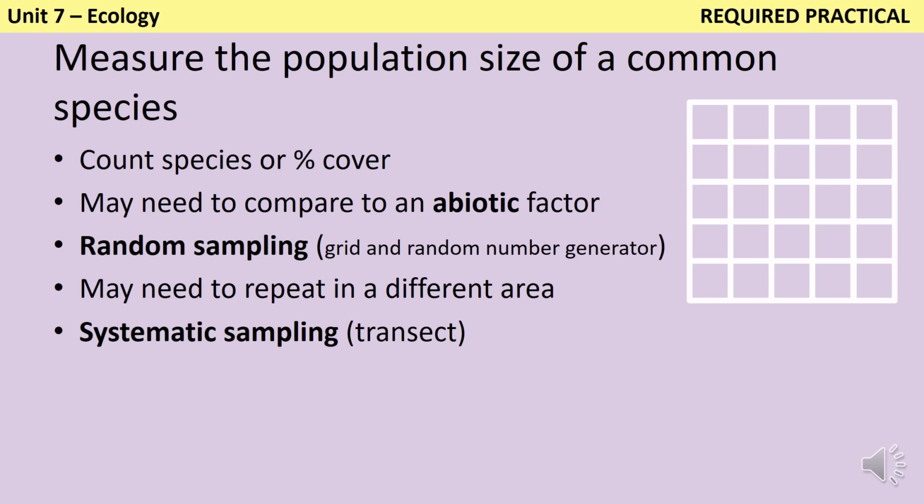You use a long tape measure to make a line called a transect, and then you put down the quadrat at regular intervals along the way, say every 5 metres. Again, at each location you survey percentage cover and your abiotic factor.